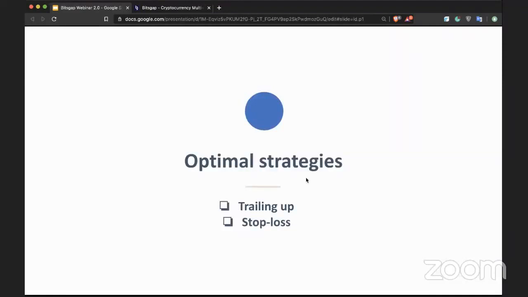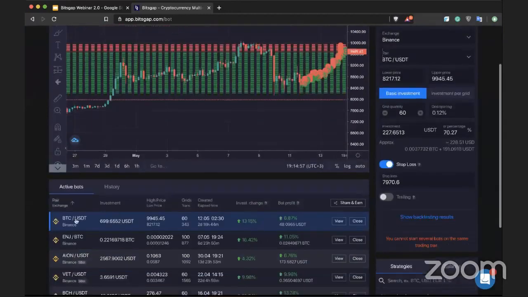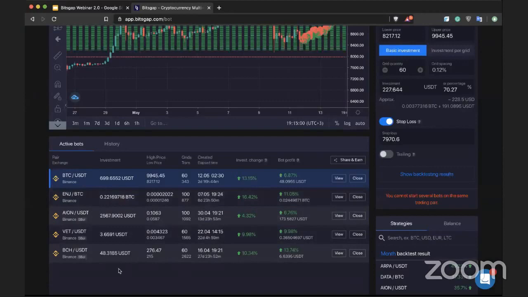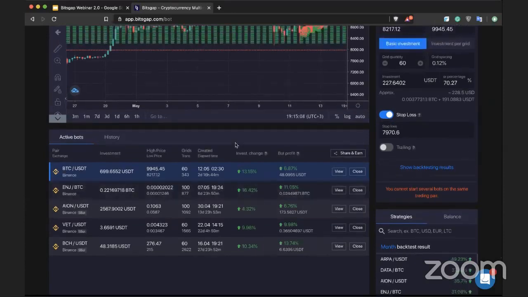Now let's talk about the optimal strategies, and we will cover what trading up is all about. It's the feature that we provide to our users, and the stop loss feature. Let's go to the Bitsgap main page. Here you open the bot section, and as you can see, I already have some active bots currently working for me. I allocated some of my investments so that the bot would make profits for me.